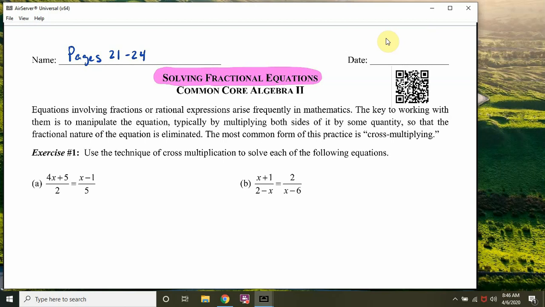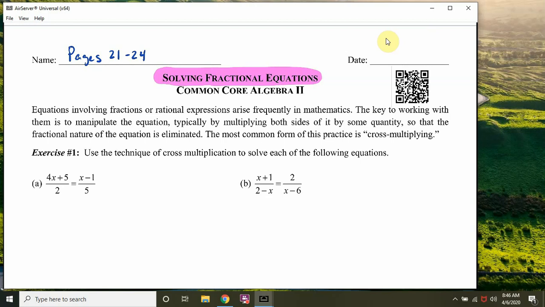Equations involving fractions or rational expressions arrive frequently in mathematics. The key to working with them is to manipulate the equation, typically by multiplying both sides of it by some quantity, so that the fractional nature of the equation is eliminated. Basically, let's get rid of the fractions and give ourselves something easier to work with. The most common form of this practice is called cross multiplying.